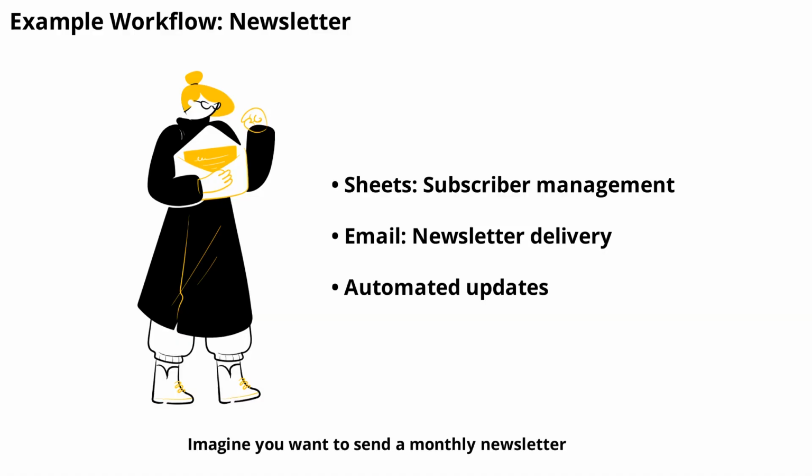Imagine you want to send a monthly newsletter. You can store your subscriber list in Google Sheets, update it as needed, and use email automation software to send the newsletter to everyone on the list. With integrations, any changes in Sheets can automatically update your email platform, ensuring your audience is always current. This workflow saves time and reduces errors.